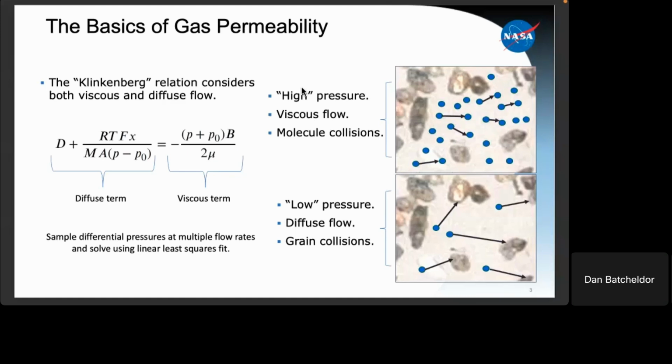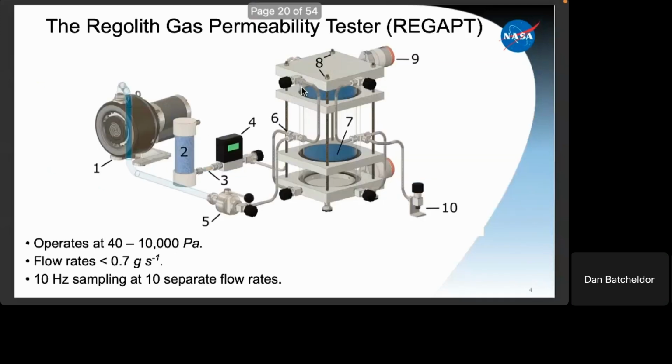So on the next slide, we have a CAD representation of the instrument that we have built at KSC that we call the Gas Permeability Tester, or REGAT. This includes a vacuum pump labeled 1. We have gas flowing through a flow meter labeled 4 after it's passed through some Drierite, so it's a dry gas flow, also going through a 7-micron filter labeled 3. And here we have 3 chambers.